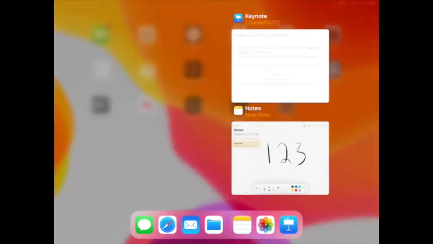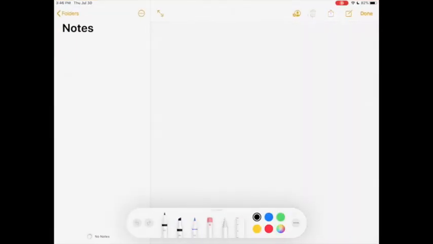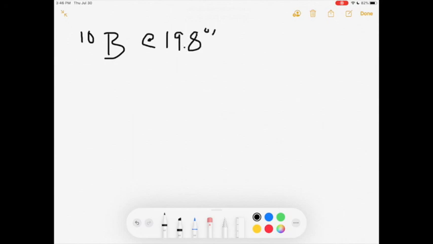Okay, I have one more example I want to give you. If we have boron 10 at 19.8% and boron 11 at 80.2%, what is the average atomic mass?